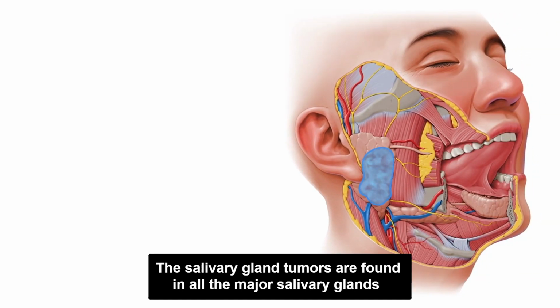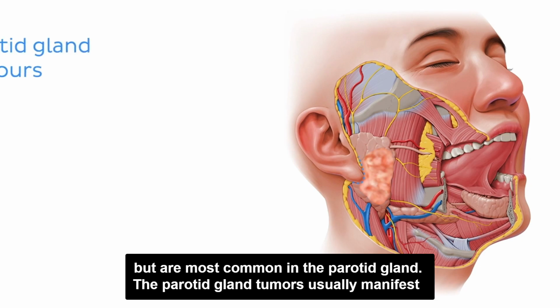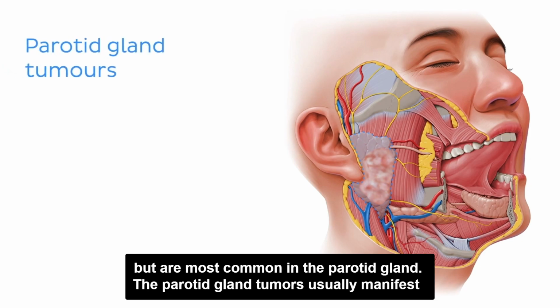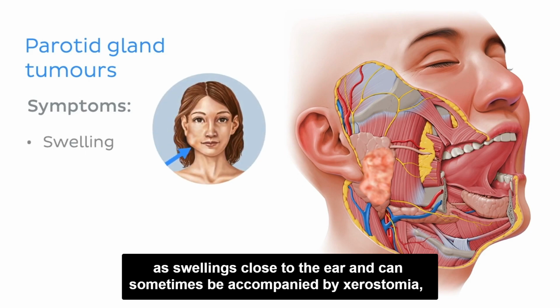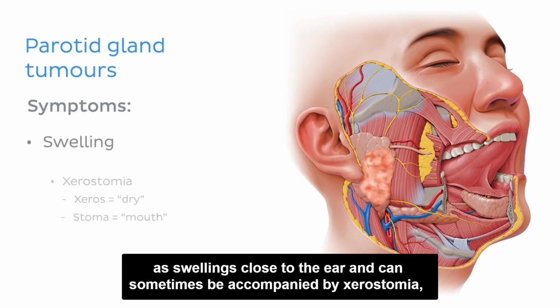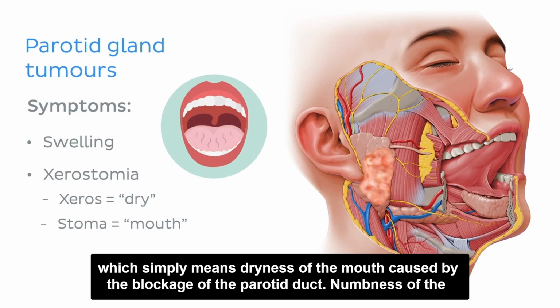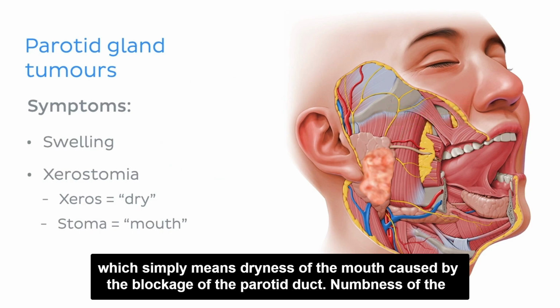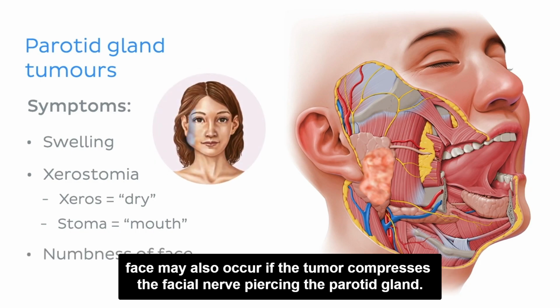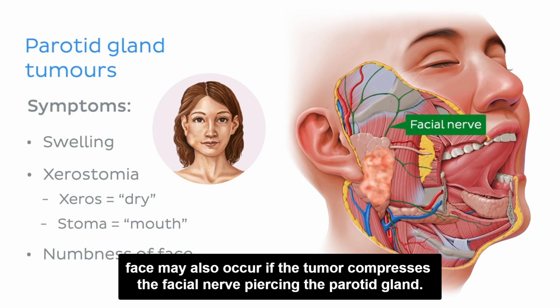The salivary gland tumours are found in all the major salivary glands, but are most common in the parotid gland. The parotid gland tumours usually manifest as swellings close to the ear and can sometimes be accompanied by xerostomia, which simply means dryness of the mouth caused by the blockage of the parotid duct. Numbness of the face may also occur if the tumour compresses the facial nerve, piercing the parotid gland.